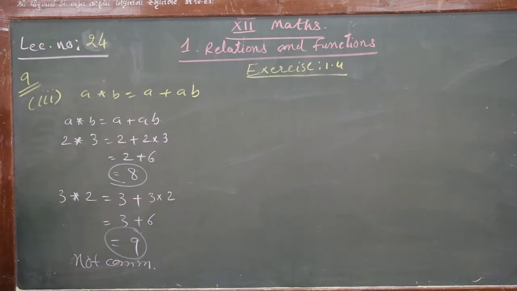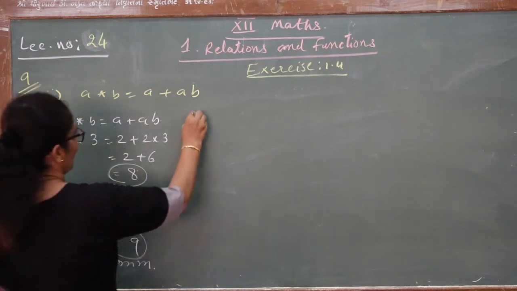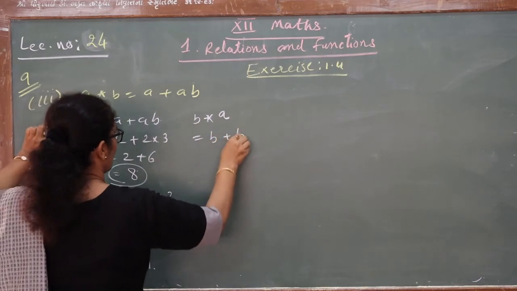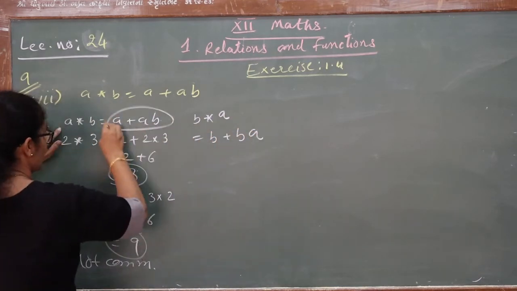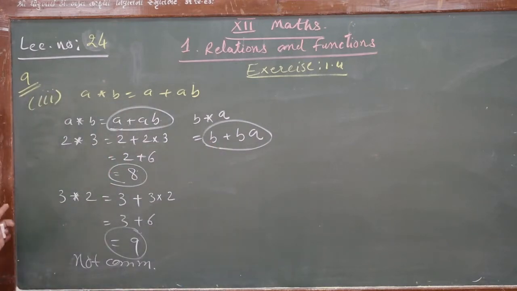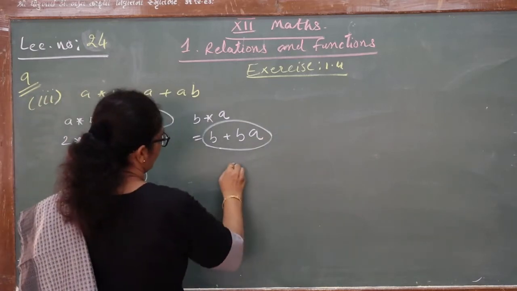Now if you don't want to write by numbers, then what you have to write? A asterisk B and B asterisk A. So here it is A plus AB and here B plus BA. So both are different, so it is not commutative.